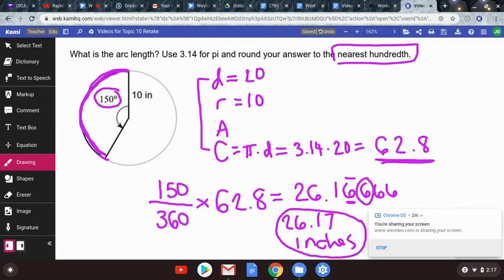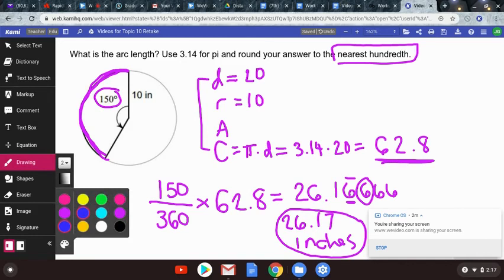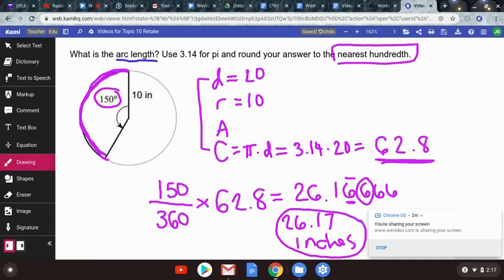So just to go through this one more time with you, to find the arc length, we first found the circumference, then we made a fraction using the degrees over 360, and we multiplied that fraction times the circumference.